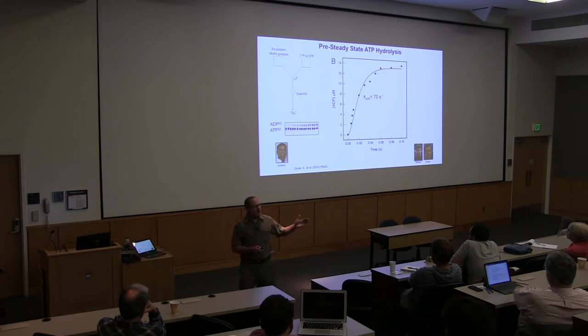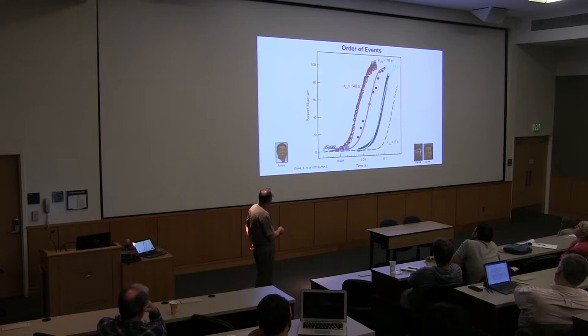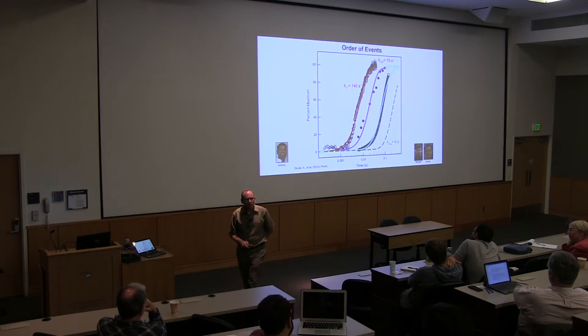And so we can plot these. Again, this is time on a log scale versus percent maximum. You can plot these all on the same graph. And you can see here's electron transfer at 140. Here's ATP hydrolysis at 70. Here's phosphate release at 16. And then this is where we would have dissociation based on the old model. So you can see it's very clear the order of events. It wasn't equivocal. It wasn't even close.